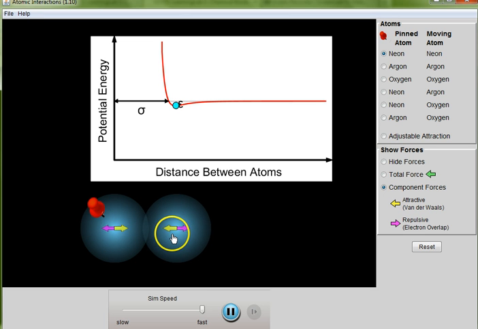As a result, what do you think about the bond strength? Is it going to be a strong bond or a weak bond than oxygen? Is it going to be a stronger bond or a weaker bond than oxygen?